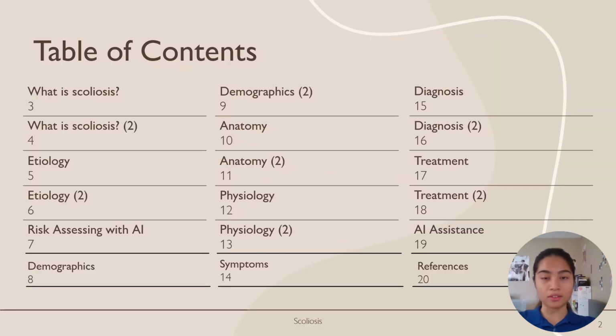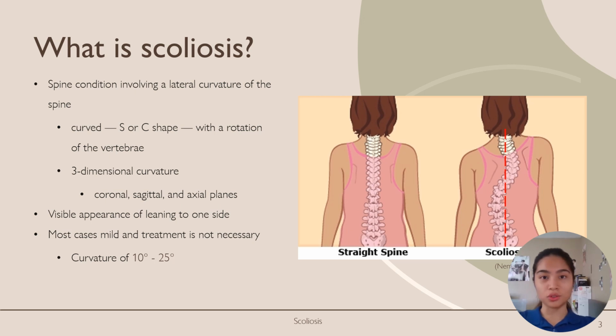Here's the outline of the things I'll be going over. First, I'll introduce you to what is scoliosis. Scoliosis is a condition involving a lateral curvature of the spine, an appearance of a curved S or C shape with a rotation of the vertebrae. Three-dimensional curves on the coronal, sagittal, and axial planes can occur as well.